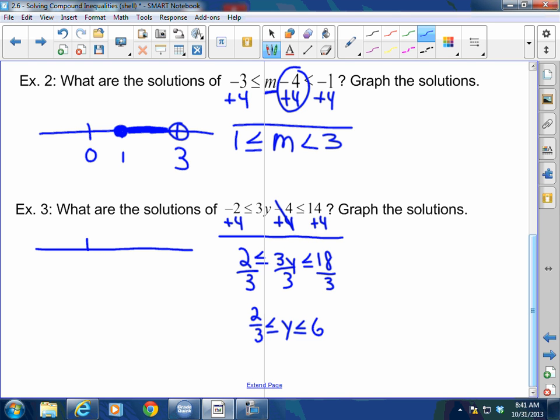Here's 0, here's 1, here's 6. 2/3 is about here. Y is greater than or equal to 2/3. Closed circle. Greater than or equal, I start shading to the right. However, it's also less than or equal to 6. Closed circle. Shaded to the left. They overlap. That's an and inequality. Boom, done.